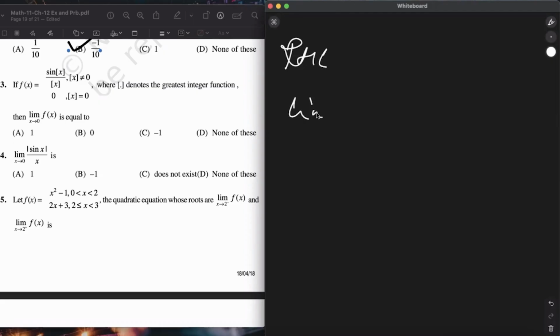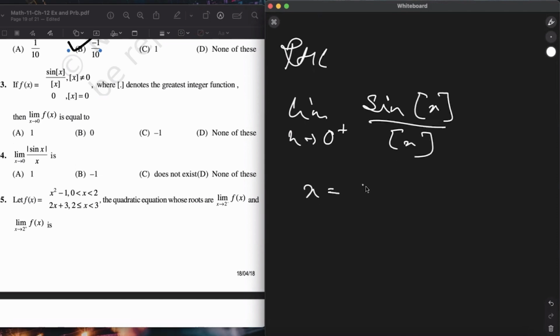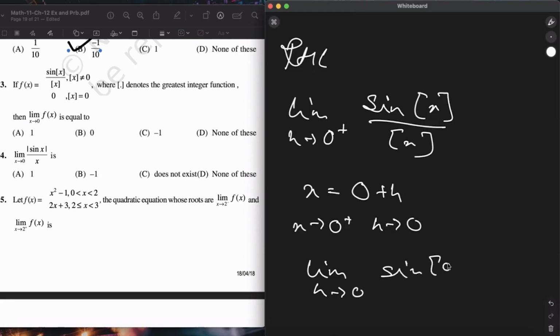We'll approach from the right hand side. We'll be getting a 0 plus, and again the same function, gif of x divided by gif of x. So x has been given to me as 0 plus h. Now as x must approach 0 plus, positive, h must be tending to 0. All right. Now I'm just going to write it as h tends to 0 and sine 0 plus h divided by 0 plus h.